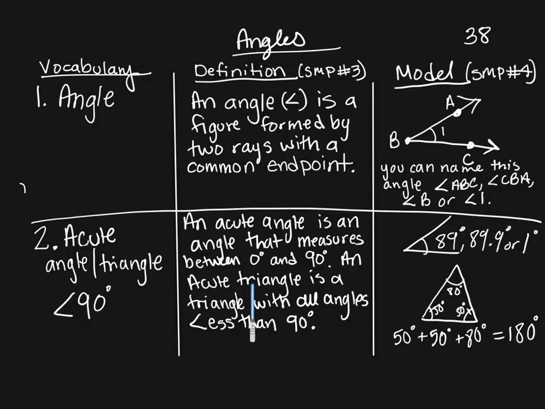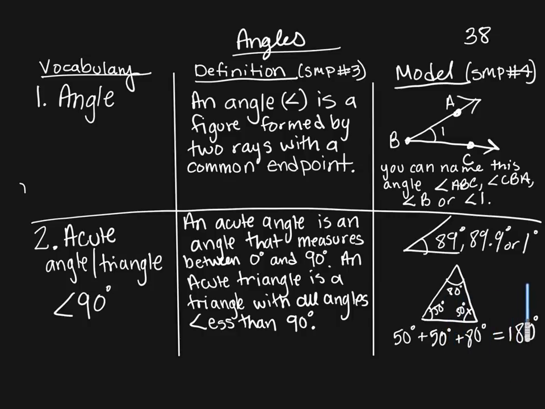So in the acute triangle, all of the angle measures are less than 90 degrees. So it can be 89, 89.9, 89.99. Anything that's less than 90 degrees is considered an acute angle. So this triangle right here would be considered an acute triangle. Let's add up all the angle measures and see if they add up to 180. 50 degrees plus 50 degrees is 100 degrees. 100 degrees plus 80 degrees is 180 degrees. So this is indeed a triangle, but it's an acute triangle.